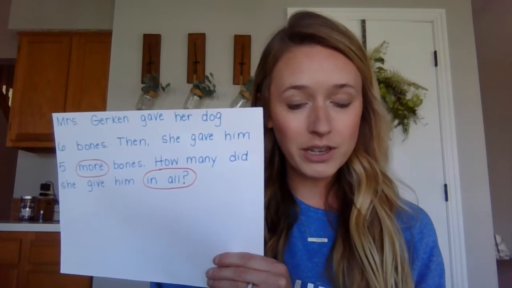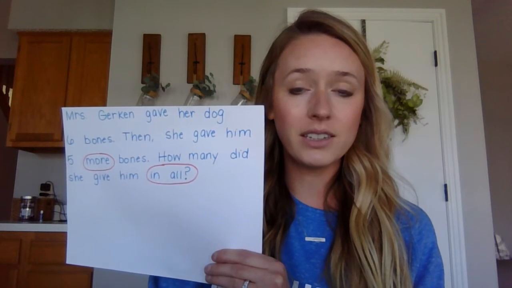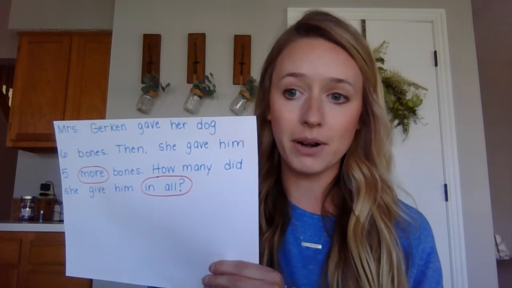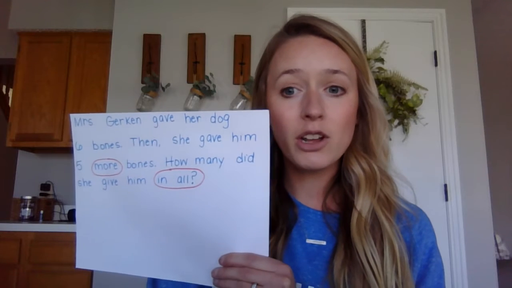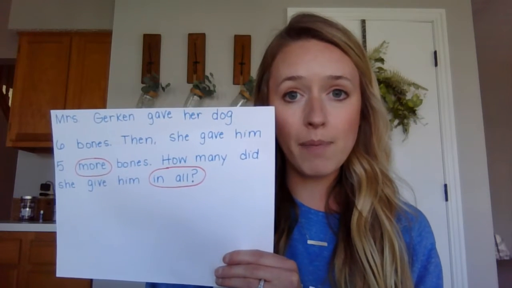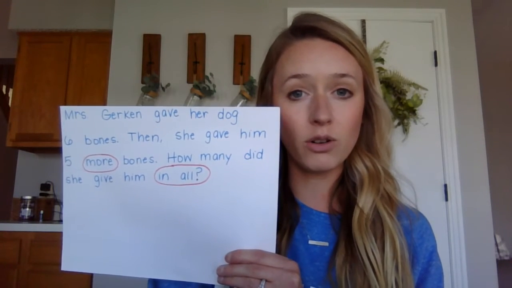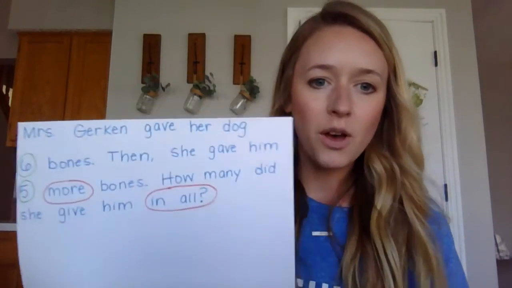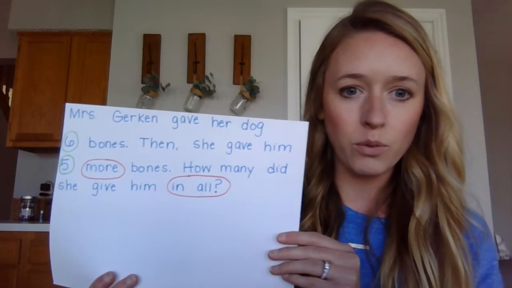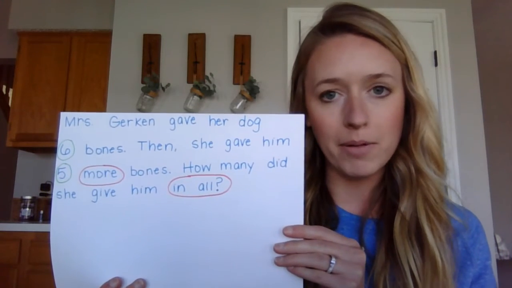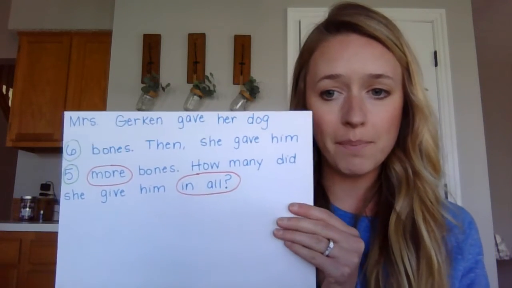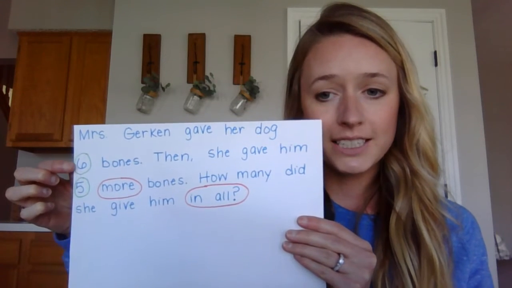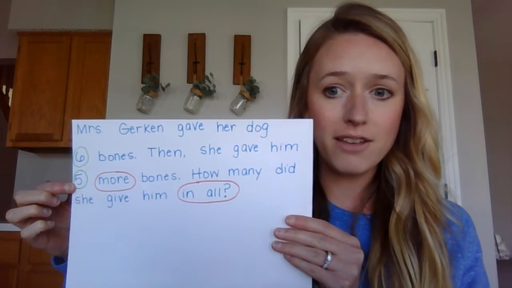The next thing that we do is we circle our important numbers. So I'm going to go ahead and look through my word problem one more time and try and circle all of the numbers that I can find. So I went ahead and I reread my word problem, and I found 2 numbers. I found 6 and I found 5.